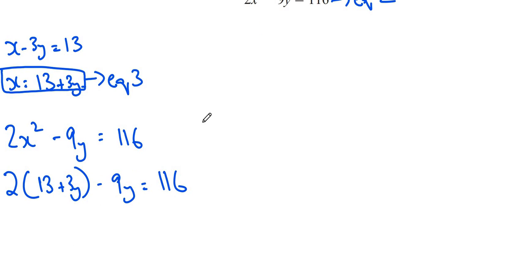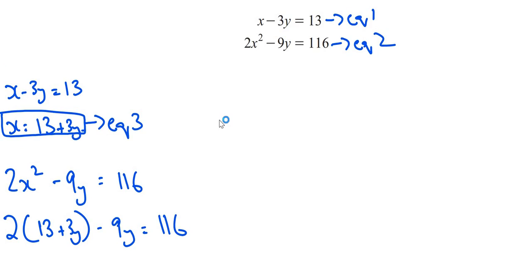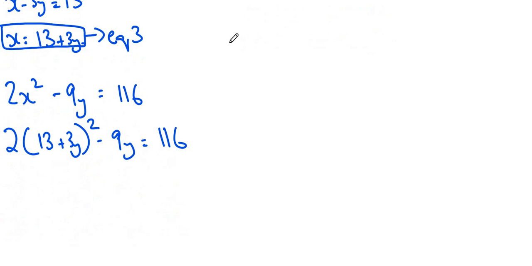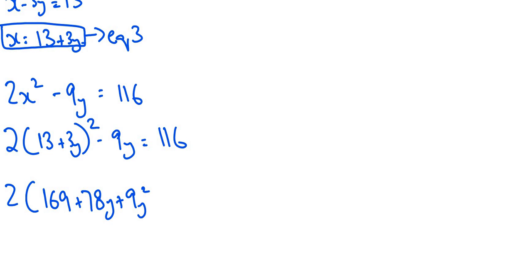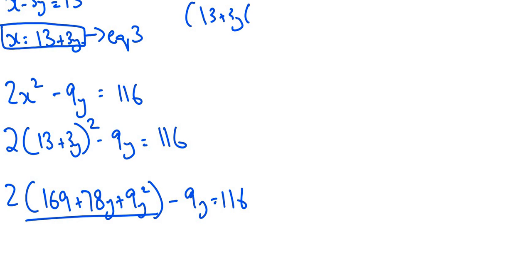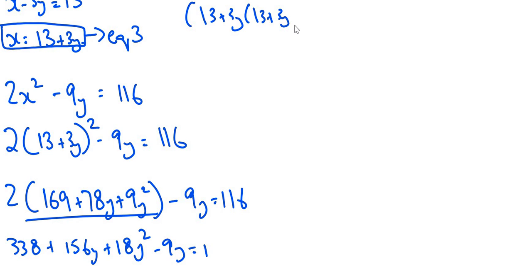Let's expand this actually. Sorry, my bad. Do not forget that this is x squared, so you will square this. When you square this, this becomes 2 multiplied by (169 + 78y + 9y²) − 9y = 116. How did I get this? (13 + 3y) multiplied by (13 + 3y). So this becomes 338 + 156y + 18y² − 9y = 116.